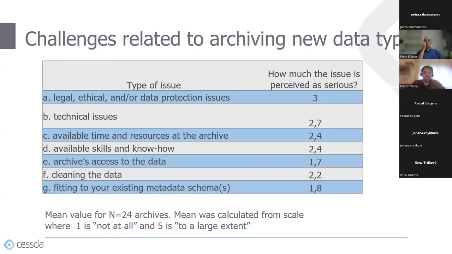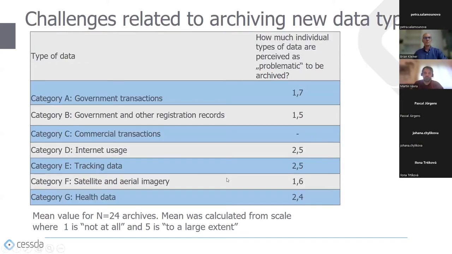Here, in my opinion, we can see part of the explanation, because when I aggregated the issues, not for the individual types of data but across all the types, we can see this concentration on individual types of problems. The most serious problems perceived are legal, ethical and data protection issues, and technical issues. And when we go back, internet usage data, health data, tracking data are examples of data which are connected very strongly to both kinds of problems.